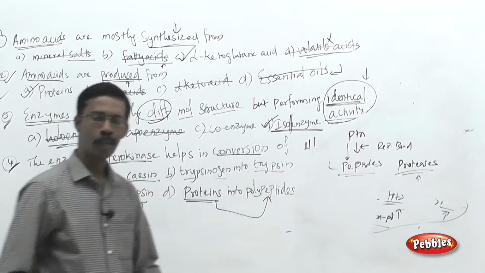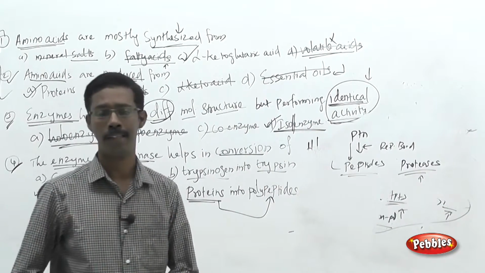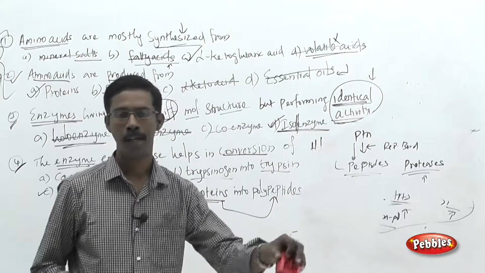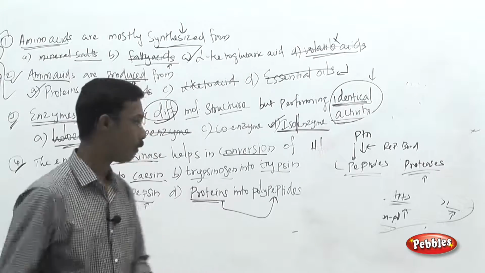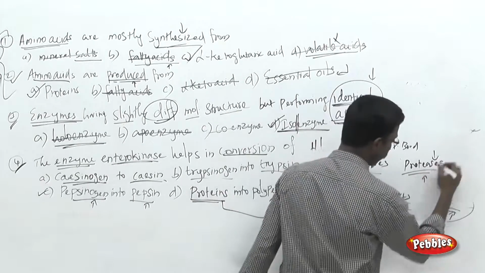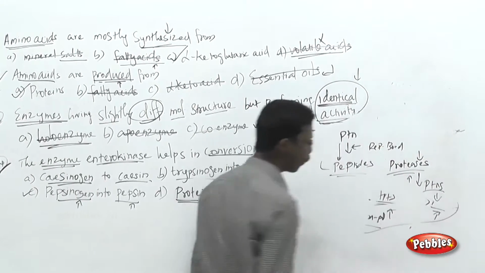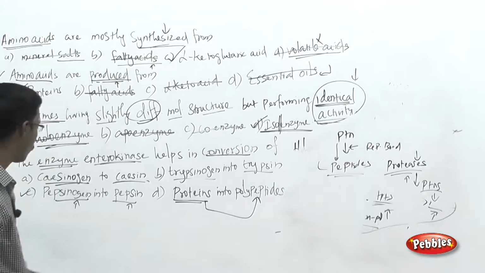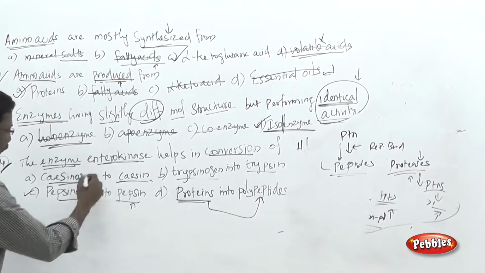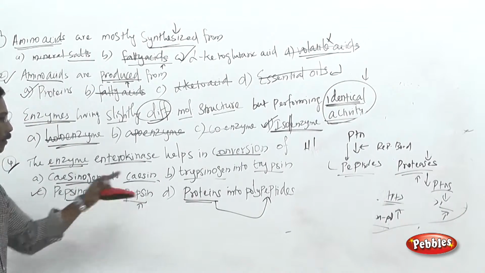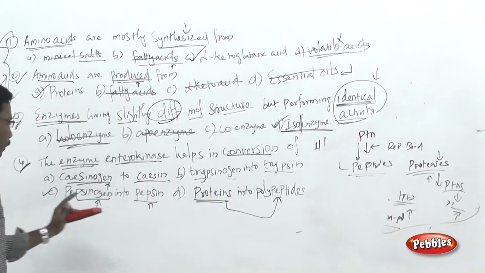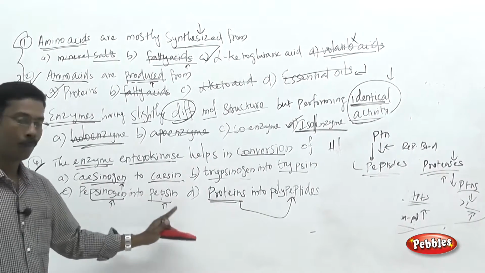So all are related with one common thing, proteases. So what are proteases? The enzymes which can act on proteins. Proteases act on proteins and produce products from the particular protein. So casinogen is an inactive form of casein, it will be converted into casein. Pepsinogen will be converted into pepsin.